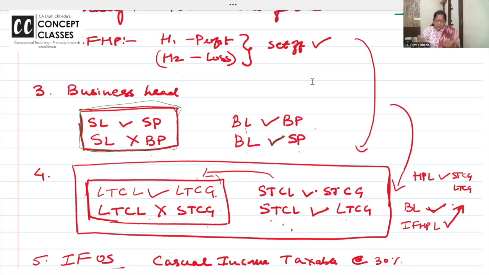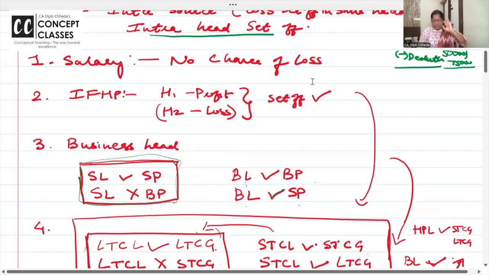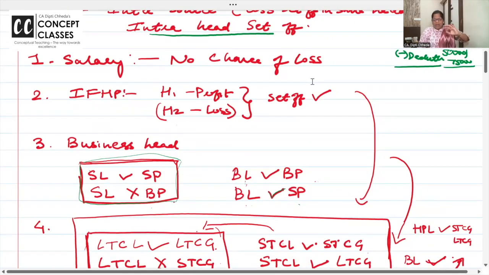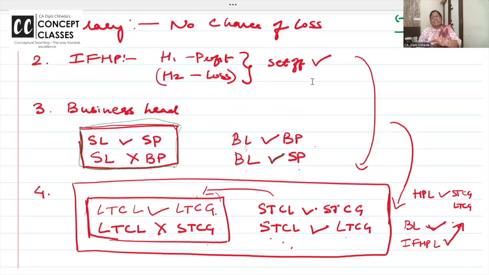Nice diagram. You don't have to make this diagram in the exam, but I call it mind mapping. If this is clear, you will be able to apply this and solve the question so well. Okay? Now, once again, salary, no question of loss. House property, intra-head is possible. Business head, intra-head is possible for business loss. Business loss can be set off in business gain. Business loss can be set off in speculative profit. But speculative loss can be set off only in speculative profit.